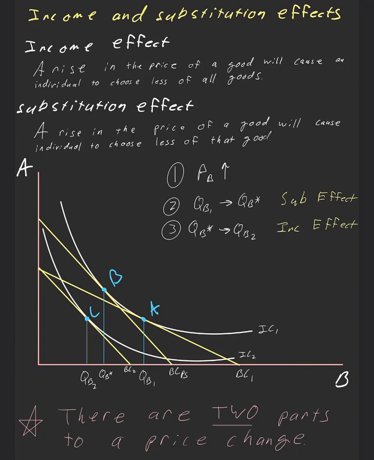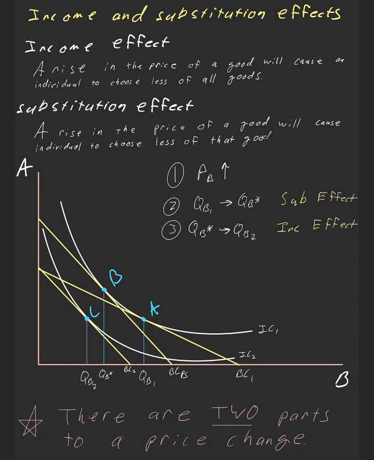Okay, so we got a price change. That's all from this. Now we can identify the substitution effect and the income effect separately. So this looks like a mess. Bear with me for a second. The first thing that we're going to do is take a look at the substitution effect.